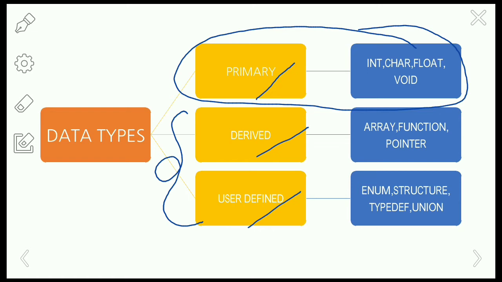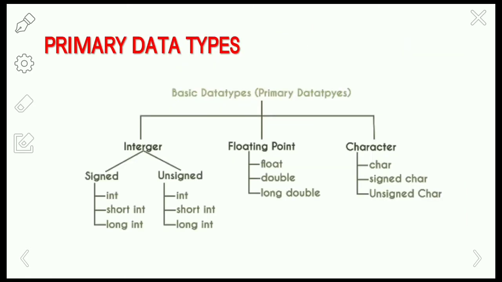Now let us focus on the primary data types. The different types of primary data types are int, char, float and void. Similarly, the derived data types are array, function and pointer. And the user defined data types are enum, structure, typedef and union. So these are the user defined data types. First of all, let us see the primary data types. So these are the primary data types.